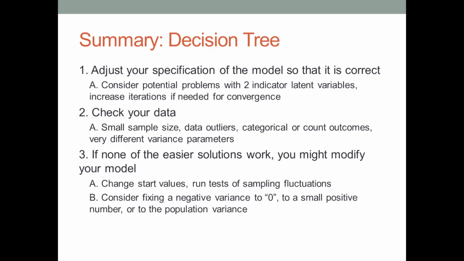If none of these things work, then you might change start values, run tests of sampling fluctuations, consider fixing a negative variance to 0. Again, I would say avoid that if you can.